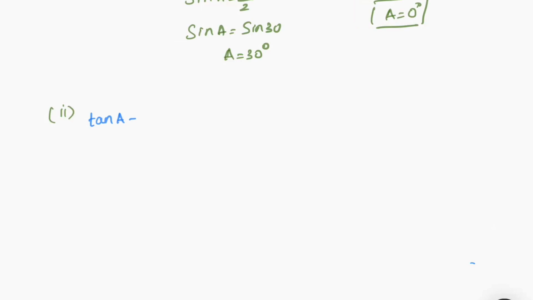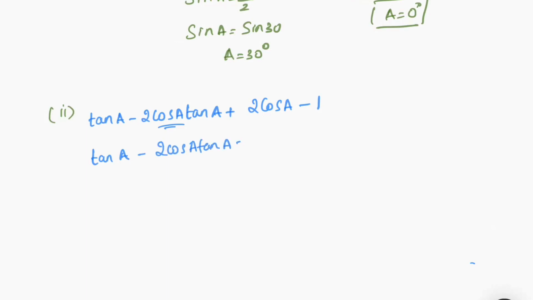Tan A minus 2 times cos A tan A plus 2 cos A minus 1. Here we think we need a shuffling, right? Because here we have cos A as the second term, here is the first term. So let me write this as tan A minus 2 cos A tan A minus 1 plus 2 cos A. I'm just interchanging the place.